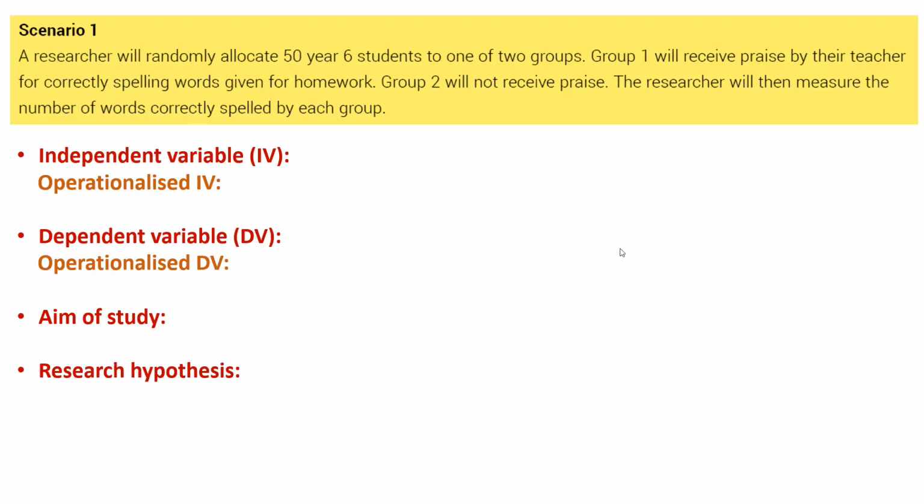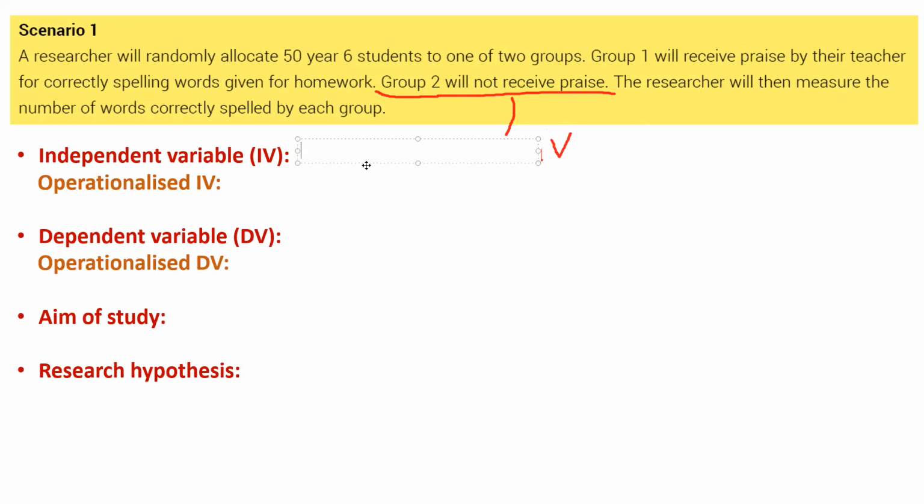Okay, so some of you have given me some answers there. Now, you have to remember, guys, there's a few clues in this scenario about what the IV and the DV are. Number one, we always know that the control group of a study is the group that's not exposed to the IV, they're just used for comparison. So in here, it says group 2 will not receive praise. In other words, they're not receiving the IV. So that should give you an idea that the IV was actually the amount of praise received. Okay, so we'll write that down here.